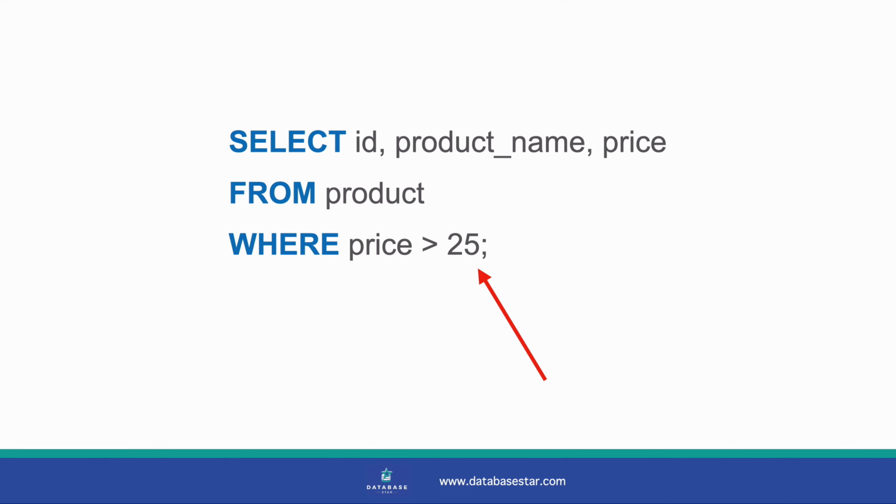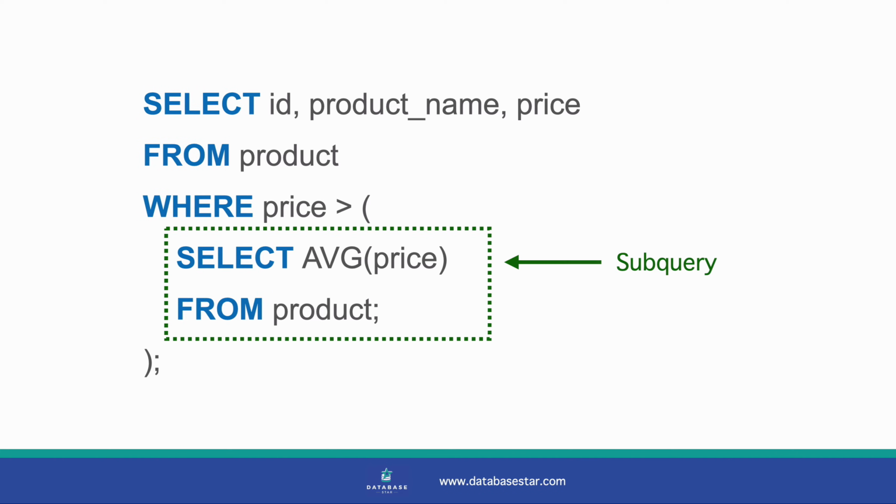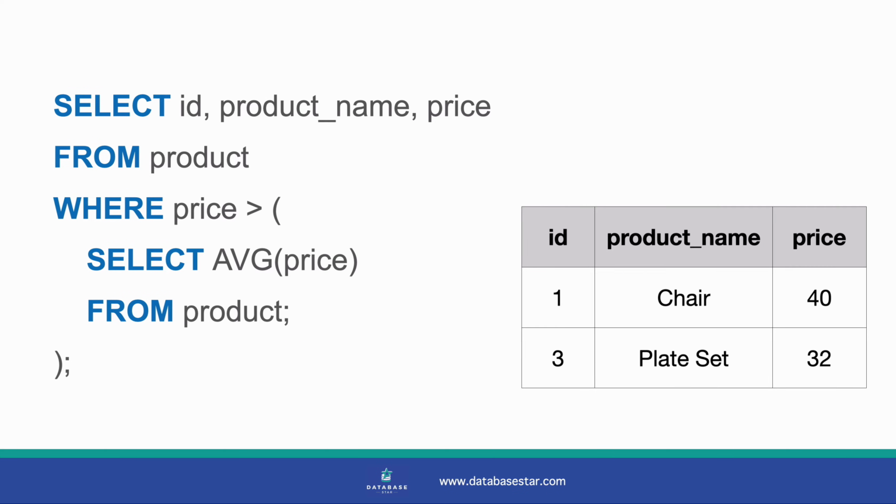The only problem with the approach we took is that we found the average and hard-coded or manually typed the value into the main query. This would be an issue if the underlying data changes. A subquery will let us combine all of these steps into a single step. We can do this by replacing the 25 in our where clause with the query that finds the average price. We add a set of brackets, then add our select average query inside here. This query now says find all products where the price is greater than the average of all products. When we run this query, we'll get the result we want.